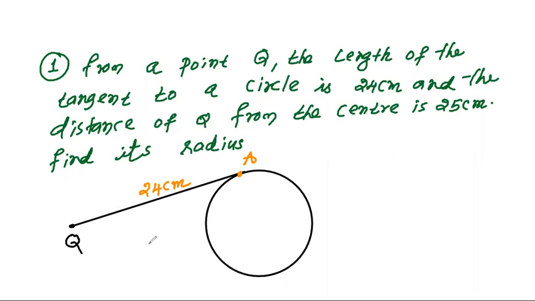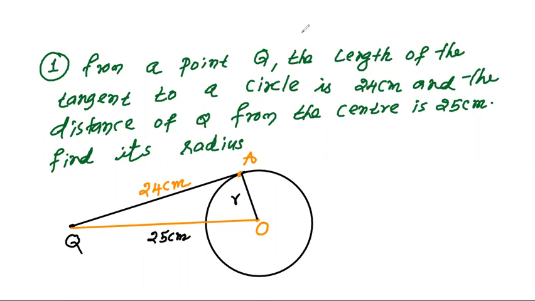And the distance of Q from the center is 25. So here is the center of the circle O. According to the question, distance between this Q and this O is equal to 25 centimeter. They are asking to evaluate the radius, to find the radius. So AO will be r. AO is r, radius. Okay.